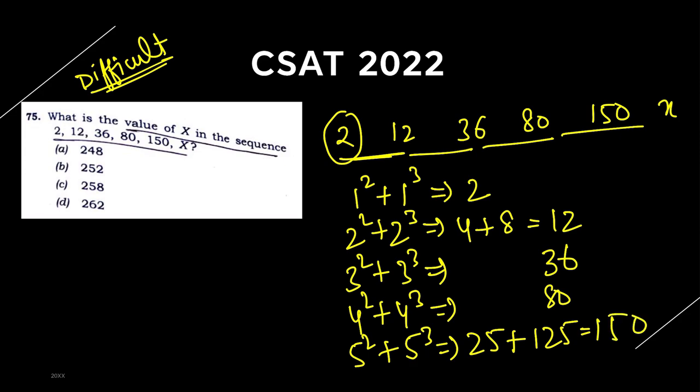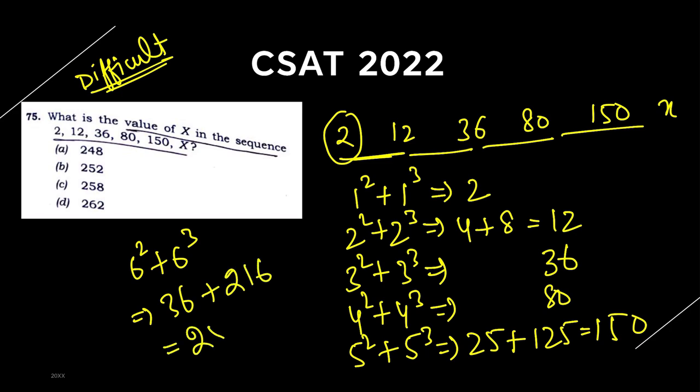Now 6 square plus 6 cube. 6 square is 36. So this will come out to be 36 plus 216. So 216 plus 36 is 252. So this is the answer. Not an easy, not a straightforward question. So I would say this is a difficult question. Don't worry if you are not able to solve it, right?